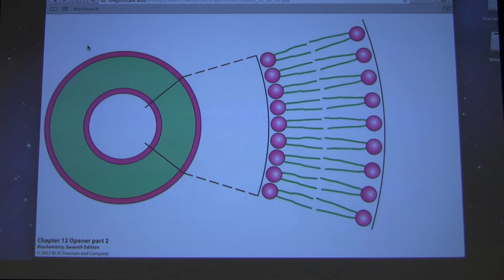Fortunately, as we will see, cells have proteins with specialized functions that are located in the membrane and specifically bring in or kick out specific molecules, glucose being one of them. Okay?